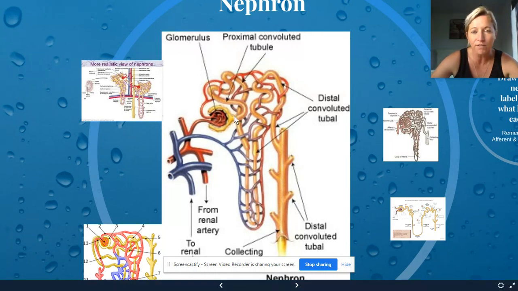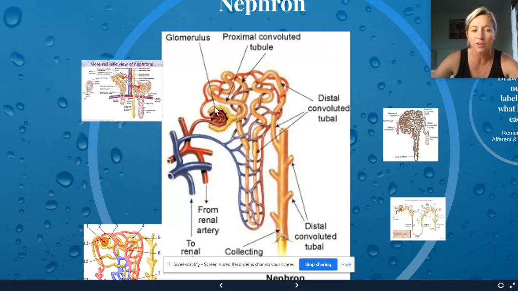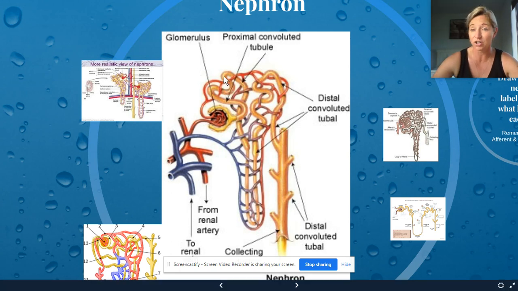The proximal convoluted tubule starts as it leaves the Bowman's capsule. It's proximal because proximal means closest. So it's closest, and we're going to call the glomerulus and the Bowman's capsule the main part. It's proximal because it's closest to that. It's convoluted because it's curly, it's wavy. And tubule because it's a tube.